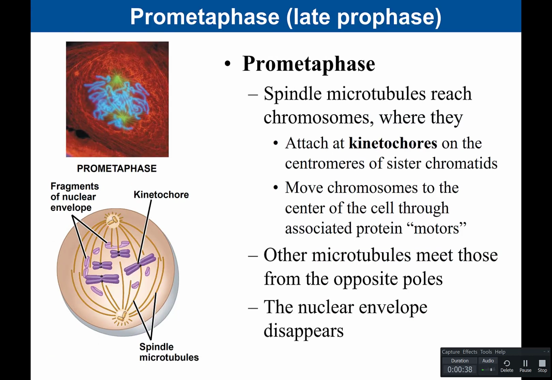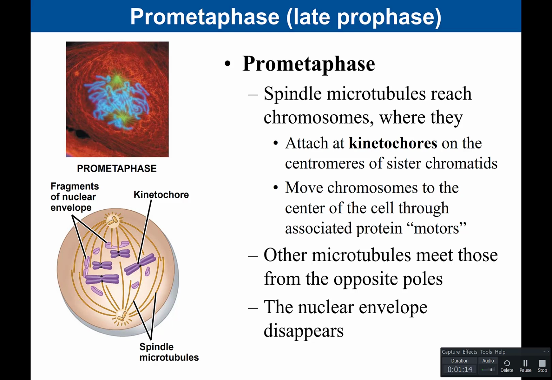The next phase is going to be prometaphase, which is also known as late prophase. So for the purpose of the table that we're going to fill in, we're going to link these with the prophase. So in late prophase or prometaphase, spindle microtubules reach the chromosomes where they will attach at structures called the kinetochores. And the kinetochores are on the centromeres of the sister chromatids. And the spindle fibers will be responsible for moving chromosomes to the center of the cell through associated protein motors.